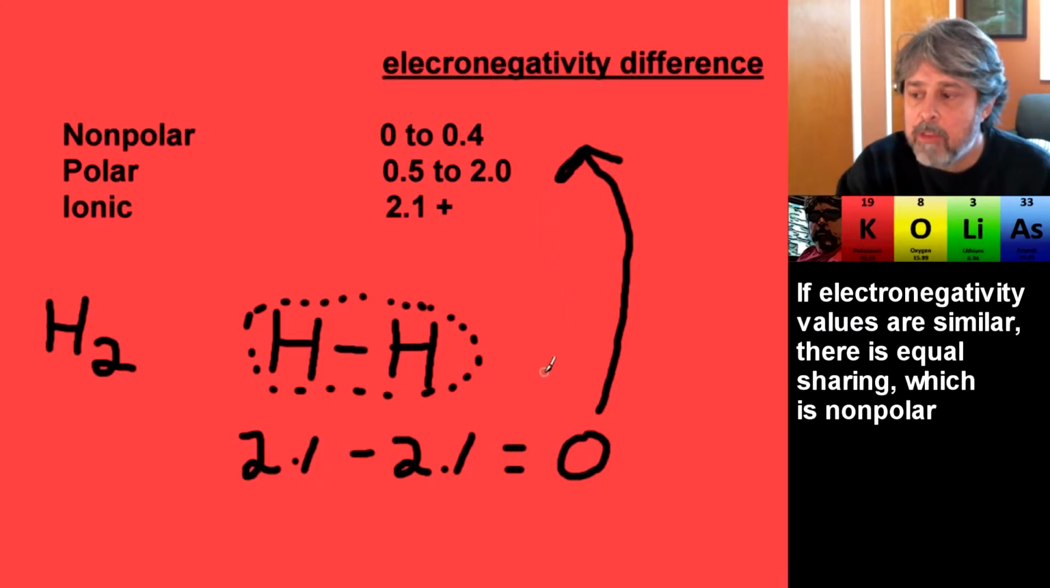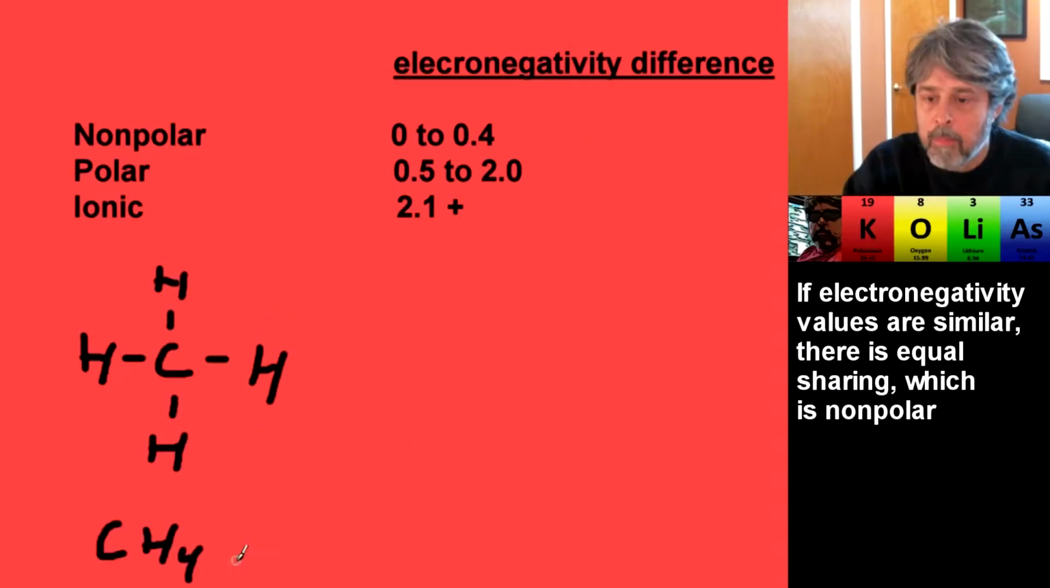So we have to take these differences in electronegativity to calculate this. All right, let's look at another example. Here we have CH4, methane.